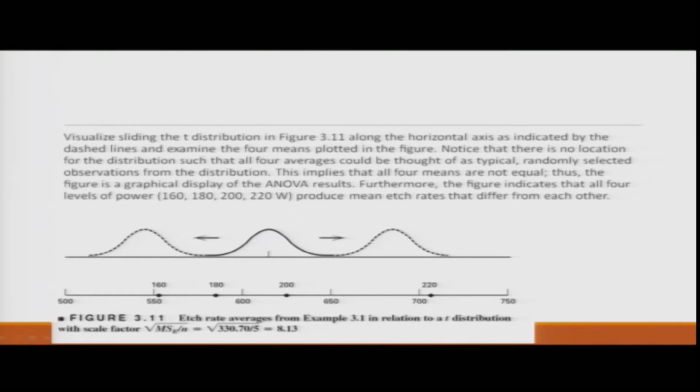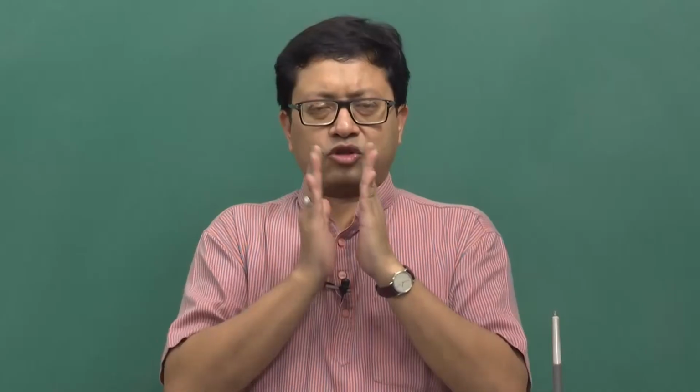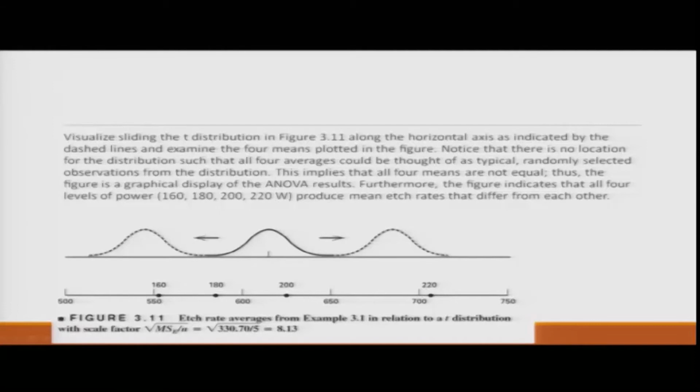So, here you are basically trying to plot it. Visualize sliding the t distribution, as shown in figure 3.11 in front of you on the slide, along the horizontal axis as indicated by the dashed line. You move to the left and the right, examining the 4 means plotted in the figure. Notice that there is no single location for the distribution, because it can increase or decrease, that means it can get flatter or more spiked depending on the change in variability. There is no location for the distribution such that all 4 averages could be thought of as typical randomly selected observations from the distribution.